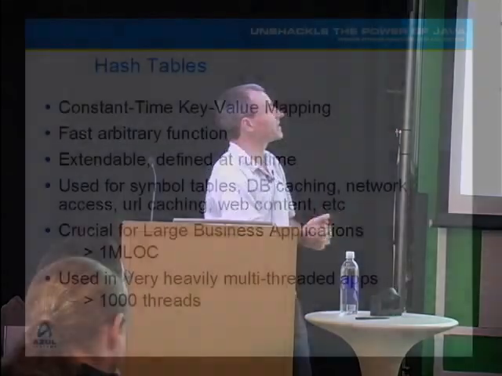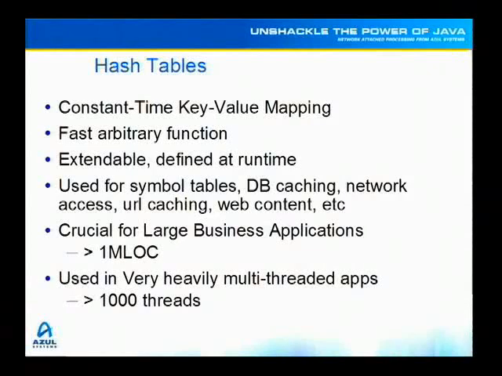Okay, so the obvious thing is it's a constant time key value mapping, sort of by definition, right? But from a key value mapping, you can build arbitrary functions out of it. And they're extendable. They're defined at runtime, what the function is. So that's a totally useful thing. And then there's 1,000 uses for it. I gave a few here.